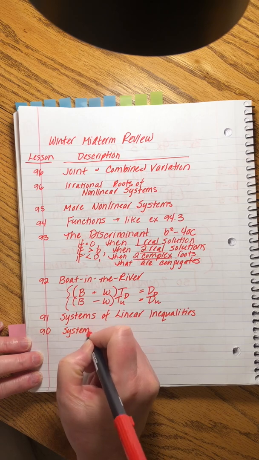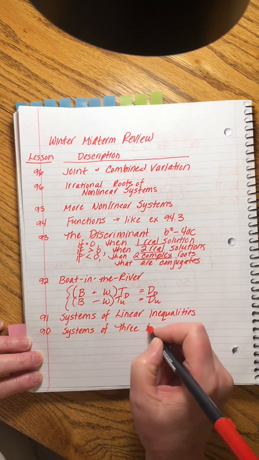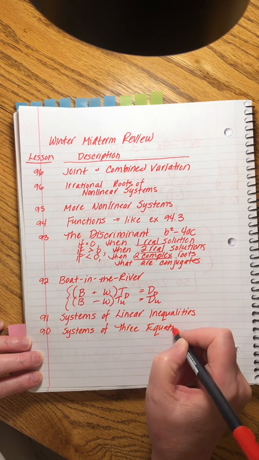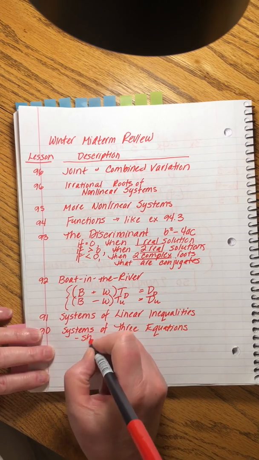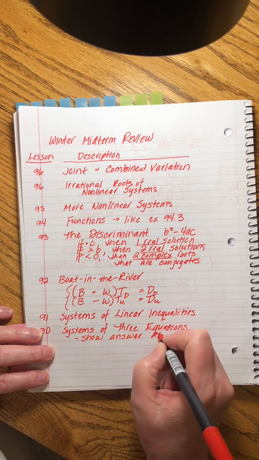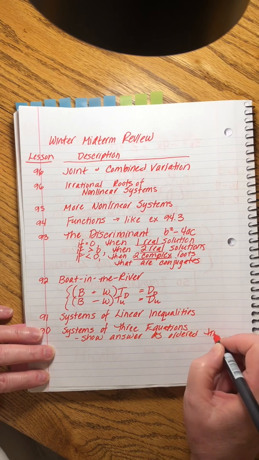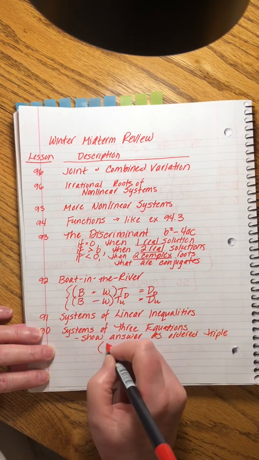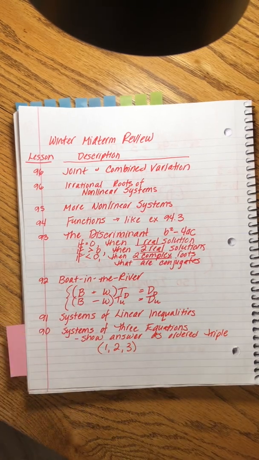Ooh. Yes, I love them. Okay, those are straightforward. Remember to show the answer as an ordered triple, like 1, 2, 3 with the parentheses, right? Please show me that form. Okay, what else have we got?